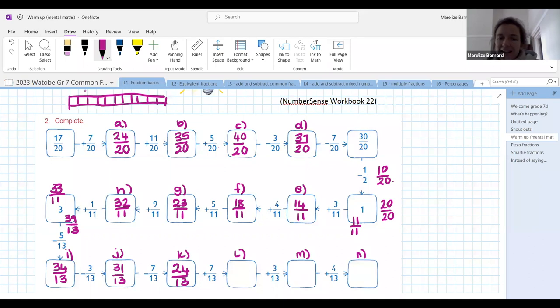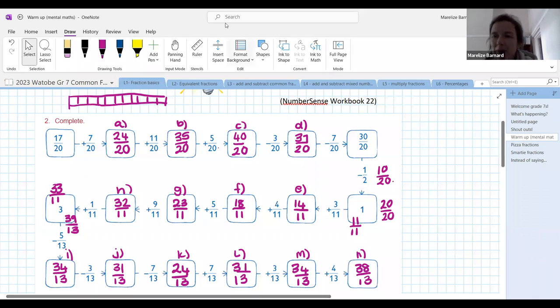And then I add another 7. So I've subtracted 7 and then I add another 7. Then I'm back where I started, right? Back at 31 thirteenths. And then I add another 3. That's going to give me 34. And then I add another 4. That's going to give me 38 thirteenths.